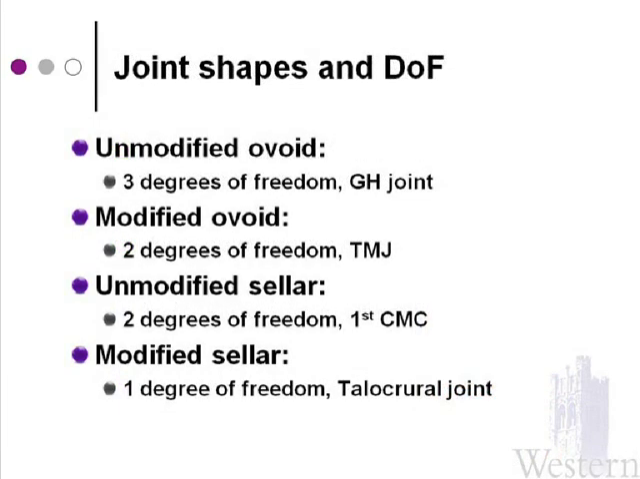Joint shape influences the plane of movement, the axes of rotation, and the degrees of freedom available at each joint. An ovoid joint has 3 degrees of freedom, and a sellar joint has 2. Modifying either of these joints results in the loss of 1 degree of freedom.